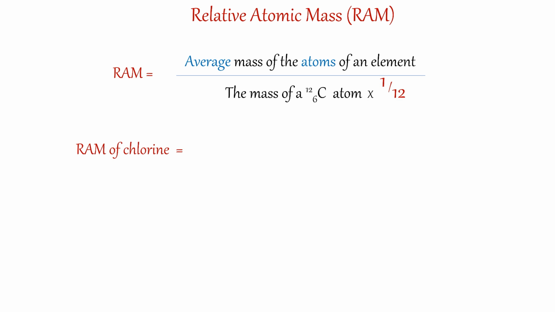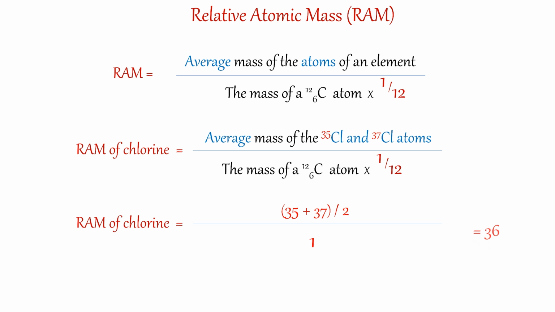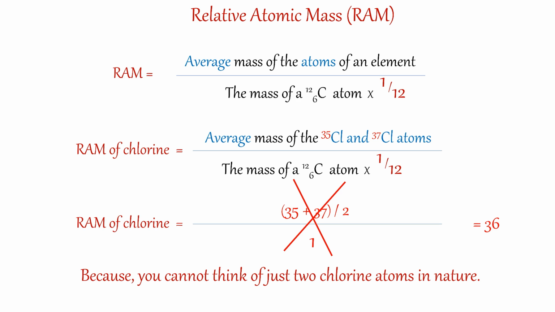If you apply this for chlorine, you get the average mass of chlorine 35 and chlorine 37 divided by the carbon-12 scale. Let's try to average: 35 plus 37 divided by 2, and the carbon-12 scale is 1. You get 36, but this is not right, because you cannot think of just two chlorine atoms in nature. In nature, there are many uncountable chlorine atoms, and when you need to average them, you should consider all the atoms of chlorine in nature.